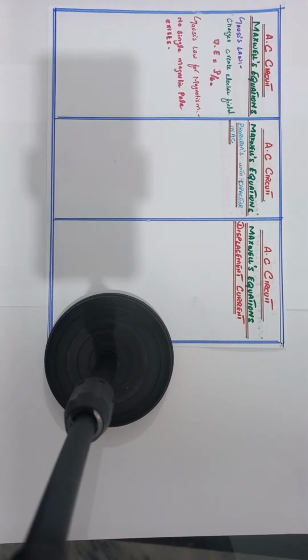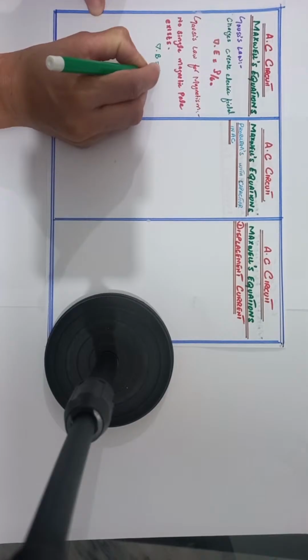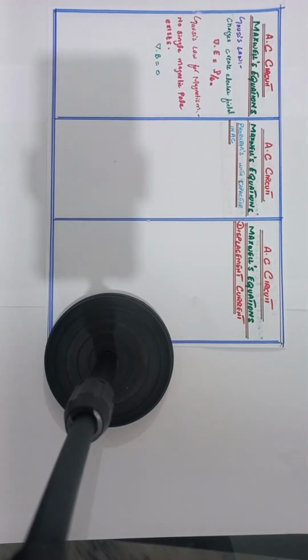So here we write that del dot B is equal to 0. The third Maxwell equation gives us the Faraday law. What is the Faraday law? Faraday law says that a changing magnetic field always creates the electric field. So here we write about the Faraday law.